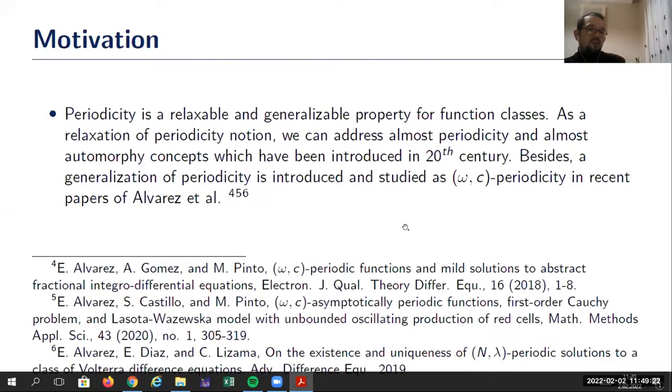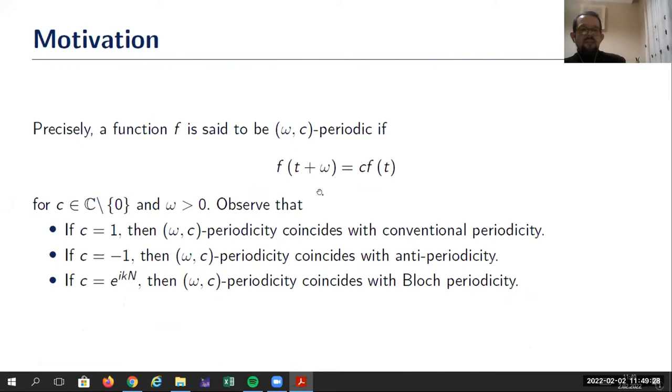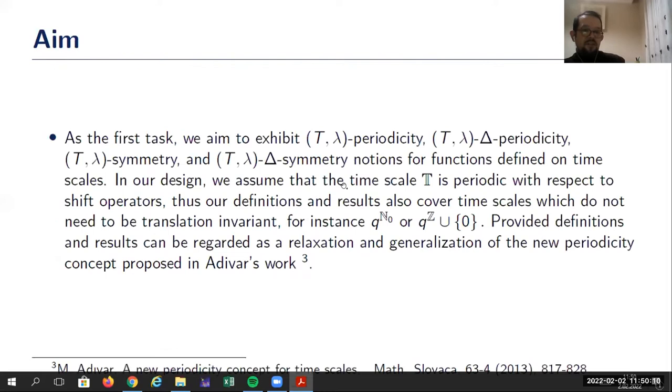Here is the given definition of omega C periodicity. F of t plus omega is equal to C times F of t, and C is of course non-zero complex, or mostly I will be considering real C, and omega is a fixed positive constant. And of course, according to particular choices of C, this definition coincides with conventional periodicity, antiperiodicity, or Bloch periodicity.